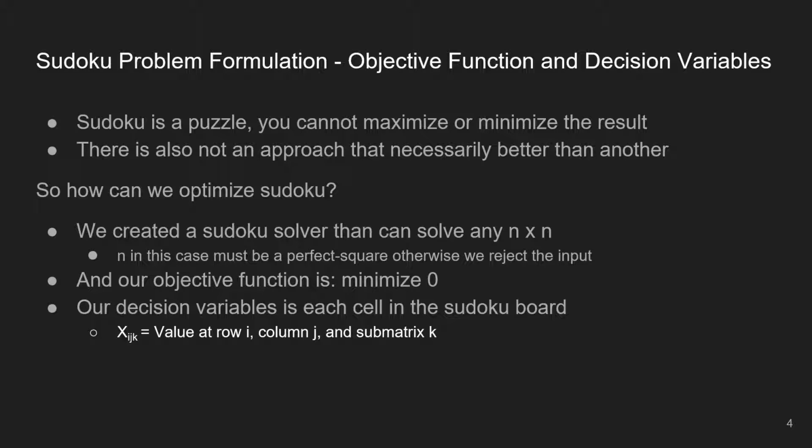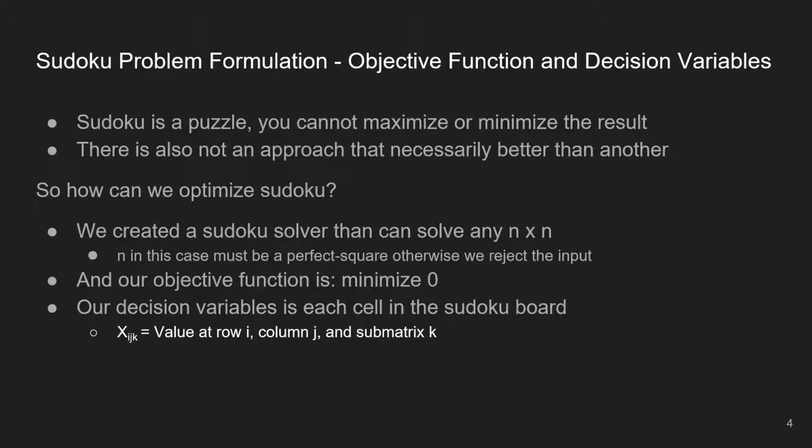Sudoku is a pretty interesting optimization problem because you can't maximize or minimize the result. It's just a puzzle, like a normal jigsaw puzzle. All the pieces just have to fit together. There's also not one approach that is necessarily better than another. So how can we optimize Sudoku? Well, we created a Sudoku solver that can solve any n by n board of any difficulty.